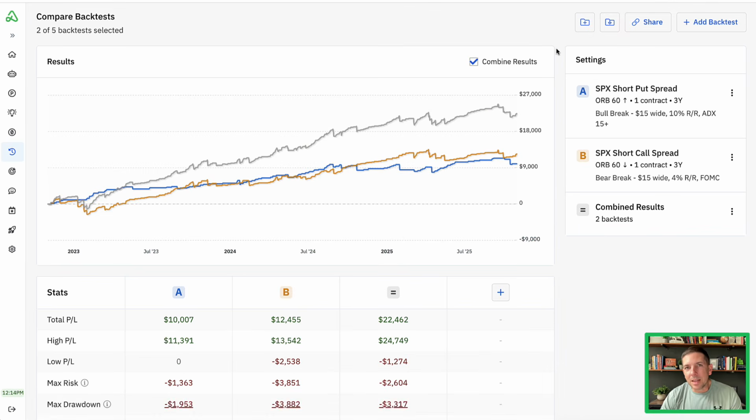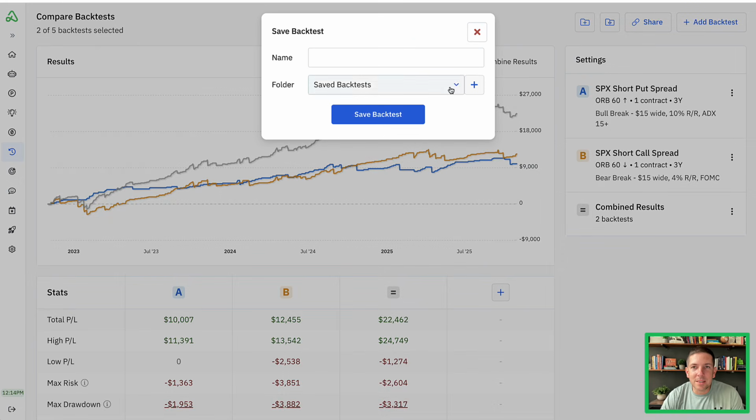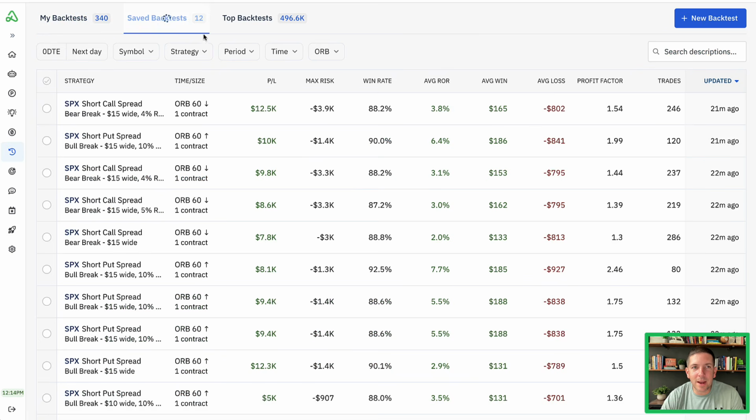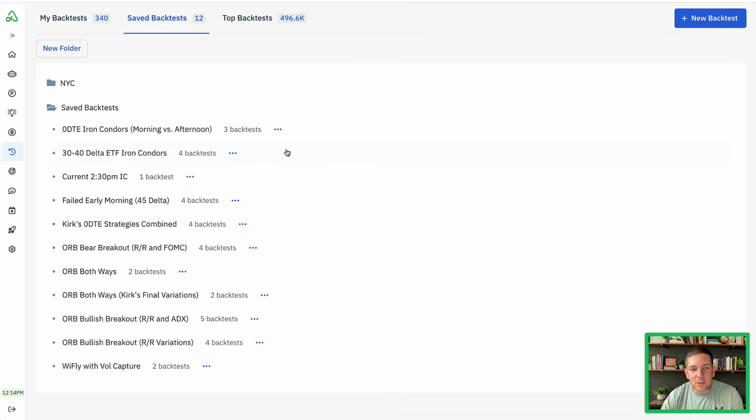So that's where I'm at now with my ORB strategy, behind the scenes. This is the newest, if you want to call it, base case. I've saved this one to my library. Save this backtest. I have a folder in here, I just name them as like Kirk's variations and stuff like that that I've saved in my backtesting. So if I go to my backtester, saved backtests, you can see these are all the different ones that I have here. And these are my final variations that I'm currently working on right now.